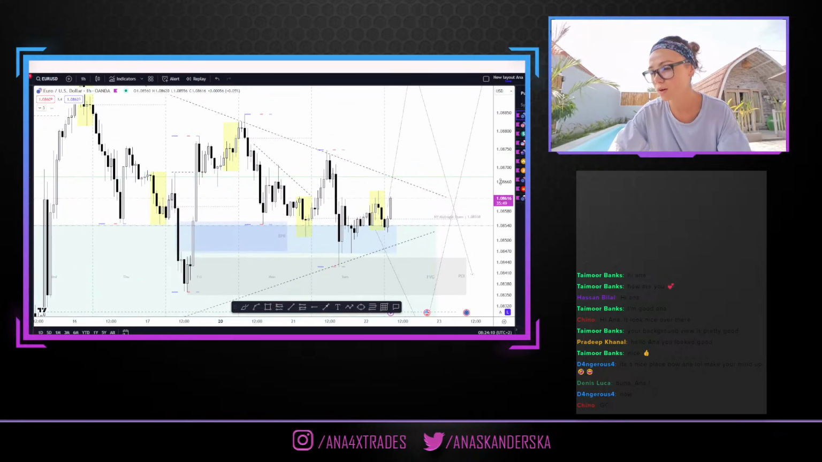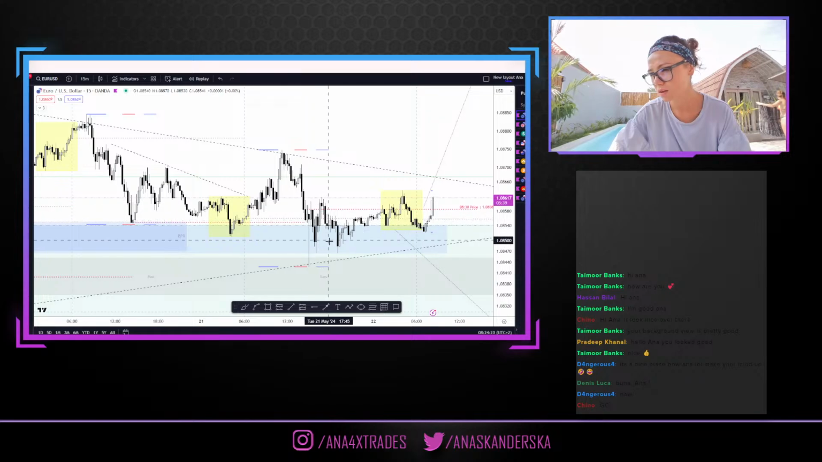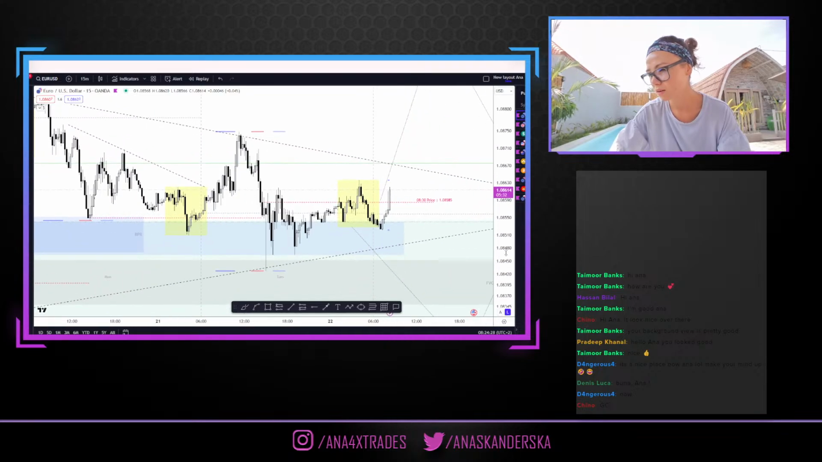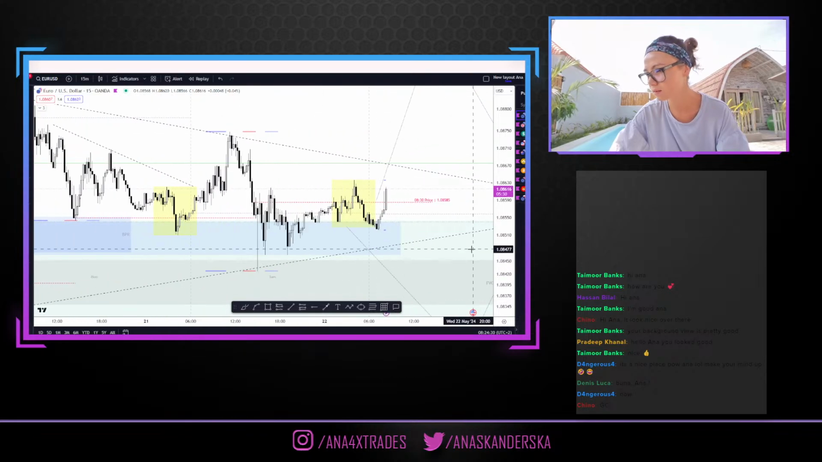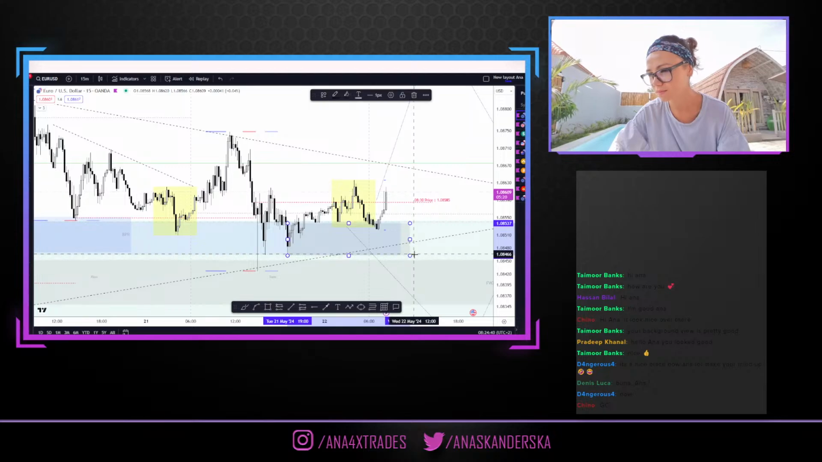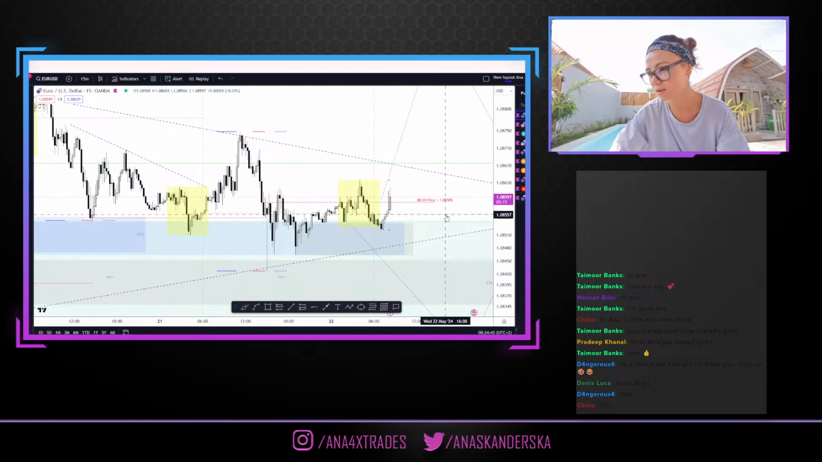I might look for an opportunity here actually. Let me see the lower time frame. We have this break, retracement, another break. Oh no, it's not a high probability. It's definitely not a high probability trade, so I'd rather stay away.